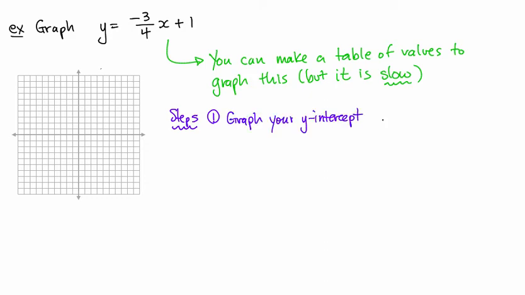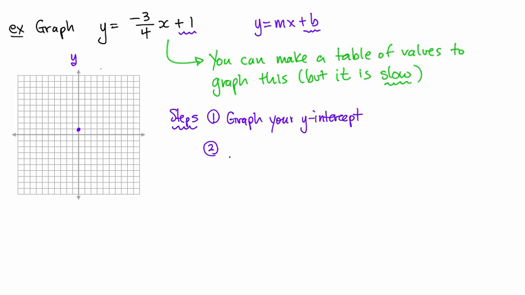y-intercept. So in this case, remember y equals mx plus b. This plus b is your y-intercept. So in this case, the plus 1 is your y-intercept. And the y-intercept is found on the y-axis at plus 1. So you go to plus 1 and you put a dot. That's step number 1. Then we can go to step number 2.